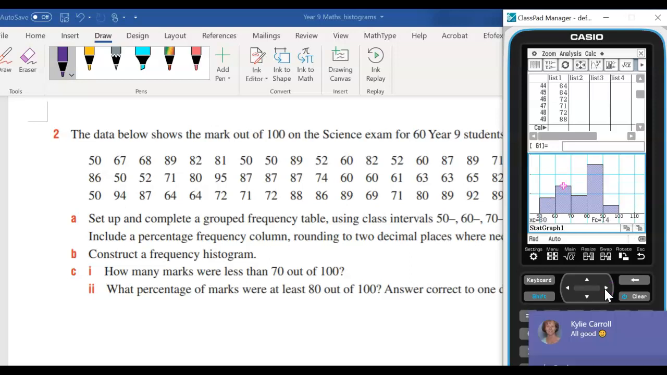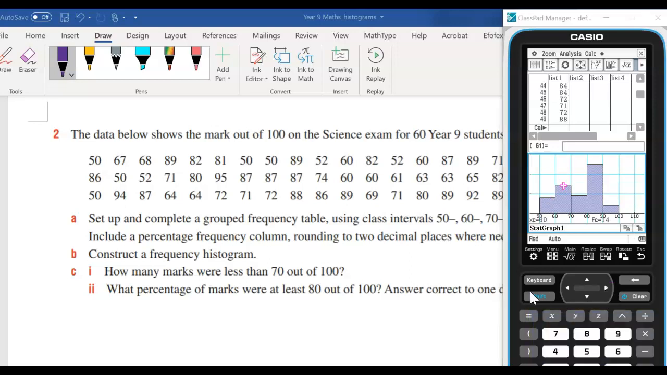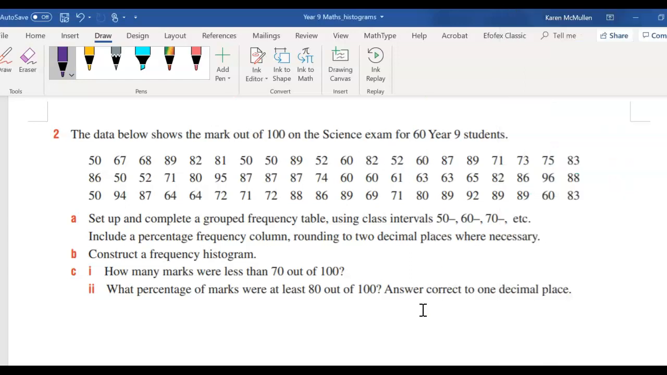What percentage of marks were at least 80 out of 100? So we're looking at percentage of marks, at least 80 out of 100. We've got 25 plus 4 is 29, so 29 of the 60 students, out of 60, and then we just do that.